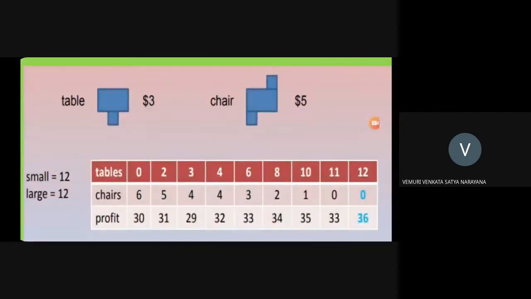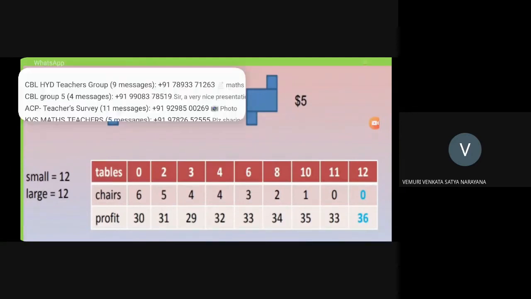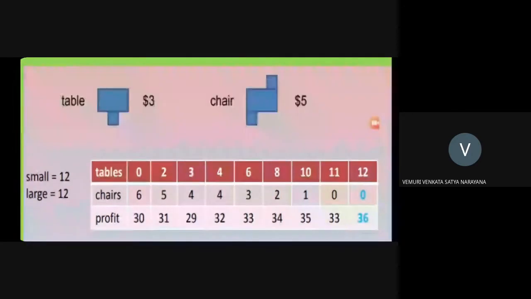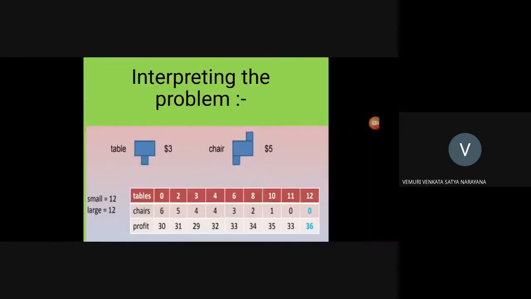We can see here that it is $36. And how does that benefit come out? If we manufacture 12 tables and 0 chairs, all the benefit the manufacturer takes is from tables only, and he is producing 0 chairs. So he can take the maximum benefit when he manufactures 12 tables and 0 chairs. So this is interpreting the problem.